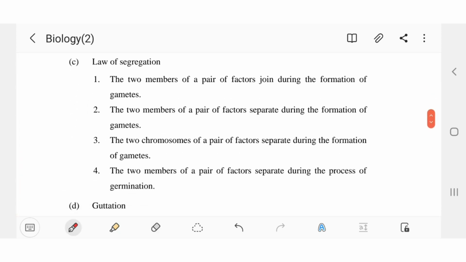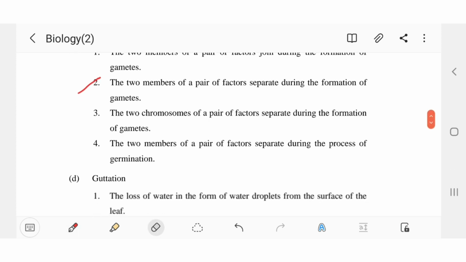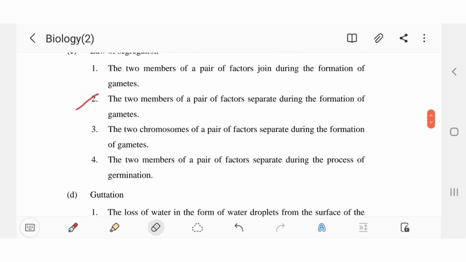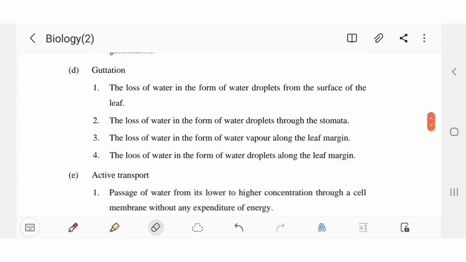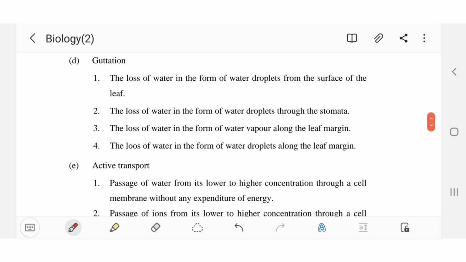Okay, the answer is: the 2 members of a pair of factors separate during the formation of gametes. Second option. If you see, the fourth option is also similar to the second option, but the last word, gametes and germination, are different. So you see, he's trying to confuse you with the spellings, but don't get confused. Now D1: guttation. Fourth option is correct.